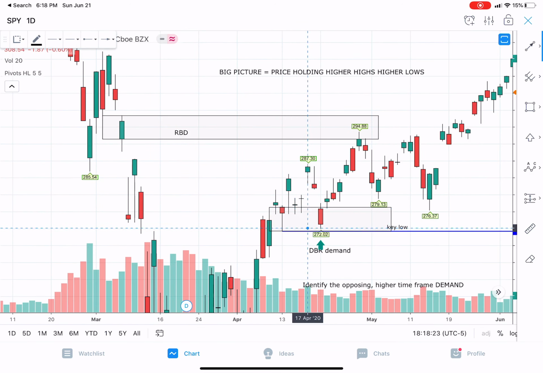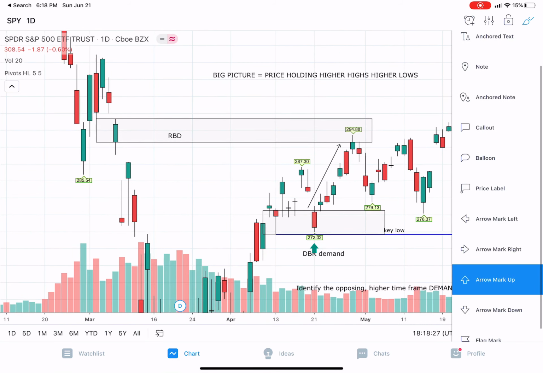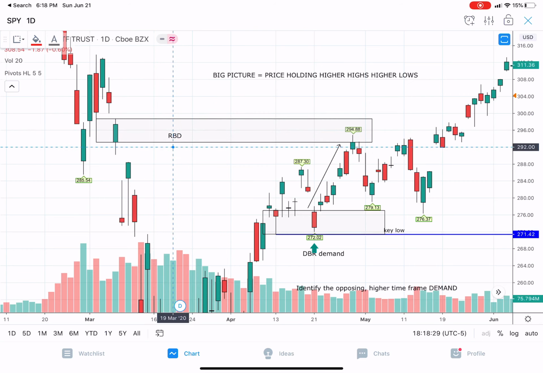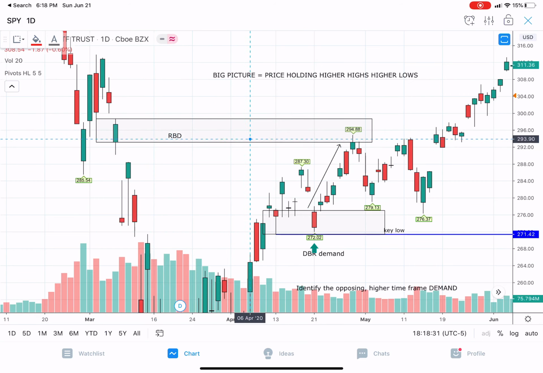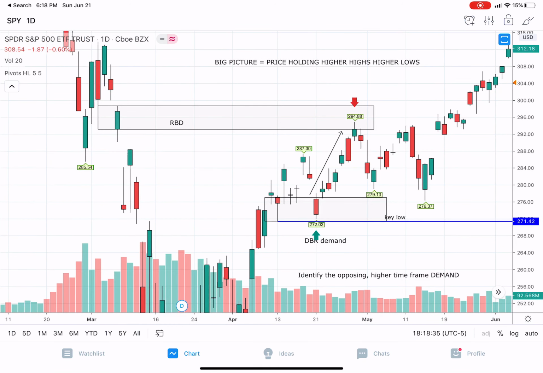So we get the move out over here as we just discussed, and look at where the market rallies into. Rallies into fresh supply, rally base drop supply. So we get the rally at the supply, we get the rejection, and then it moves down into demand again.